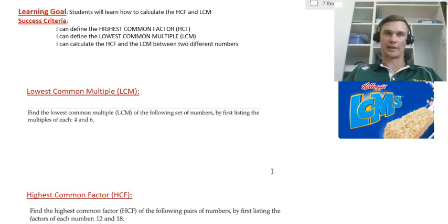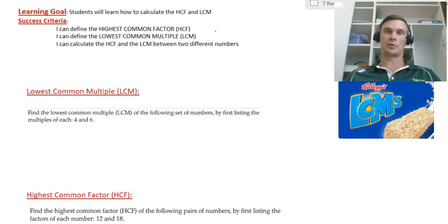So the learning goal is, as I mentioned, students will learn how to calculate the HCF and the LCM. And by the end of this lesson, you need to make sure that you can define what the highest common factor is, you can define what the lowest common multiple is, and you can also calculate the HCF and the LCM between two different numbers. So by the end of this video, make sure you can tick off those three boxes there.